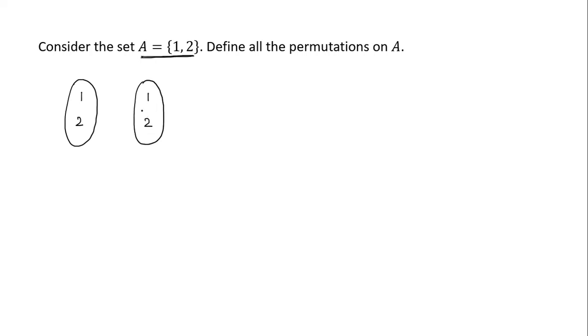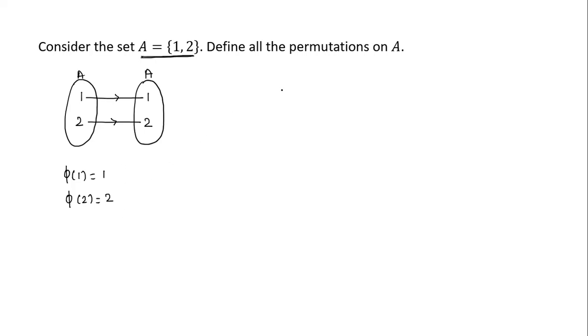Now one way by which I can make a permutation on the set A is to map 1 to itself and 2 to itself. This I can say as phi of 1 is equal to 1, phi of 2 is equal to 2. This is how we have defined the permutation.